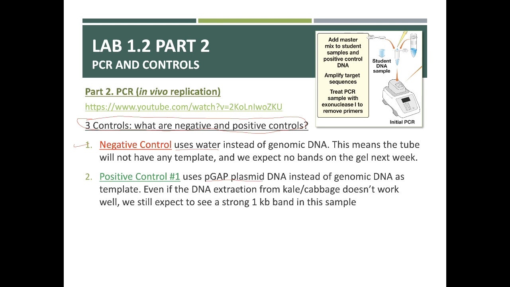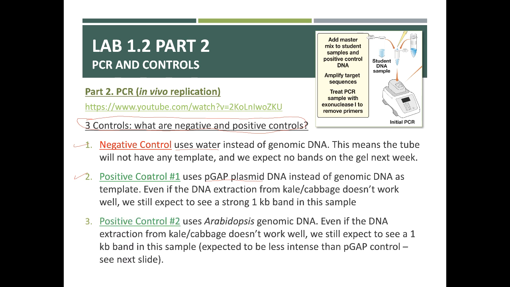When you see a band here with the gel electrophoresis in our next lab, it tells you that the PCR worked. It might be that our experimental ones didn't work, but this positive control is important because it says everything was there. There's no reason it shouldn't have worked unless you made a mistake in isolating the DNA.